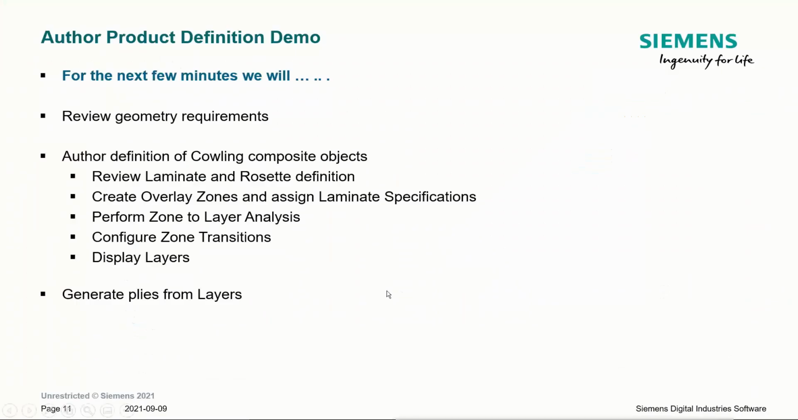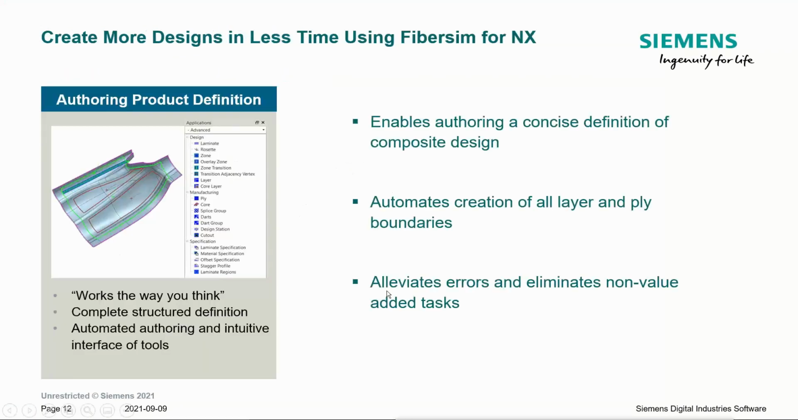And so what I've just shown you is how we can enable a very concise definition for that composite design. Fibersim creates all the different boundaries for the layers and plies that are required. And this does definitely help alleviate any of the errors associated with manually typing in offsets for values for splices or for doing any kind of other geometry creation.